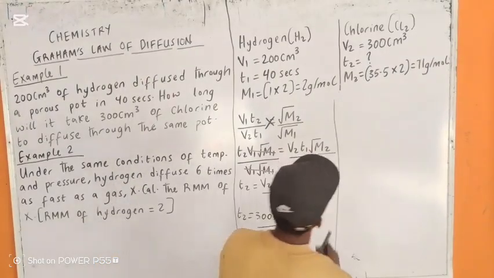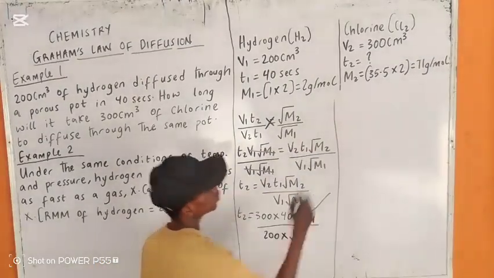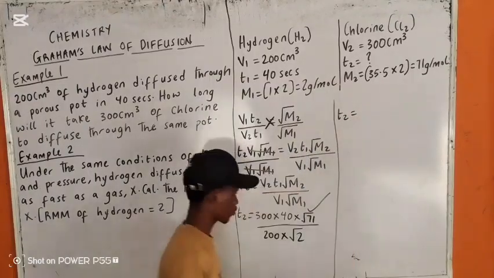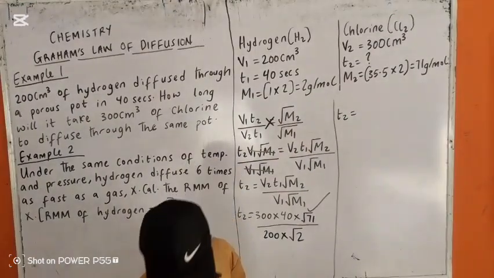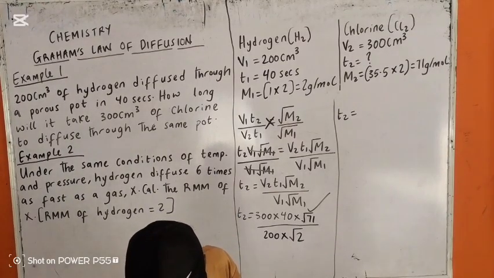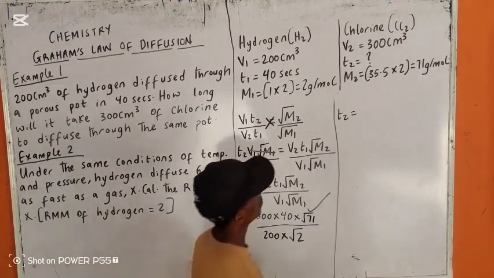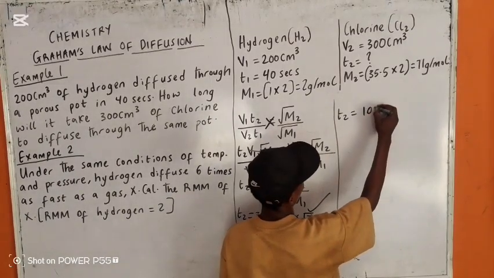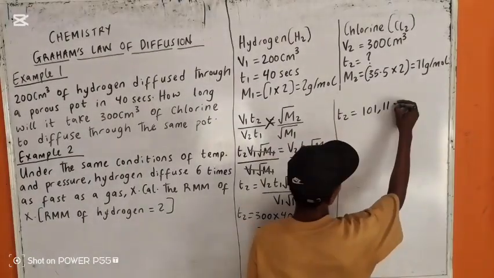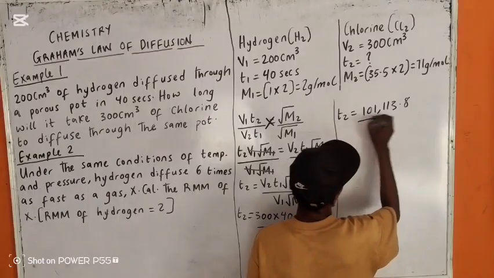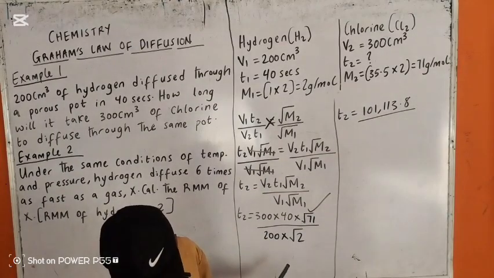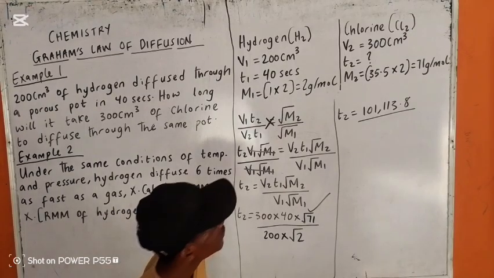From here, let's multiply. Our T2 equals 300 multiplied by 40 multiplied by square root of 71. We get 101,103.8 over 200 times square root of 2. We get 282.84.